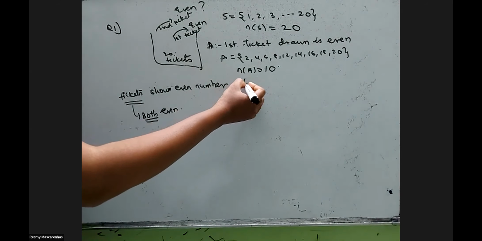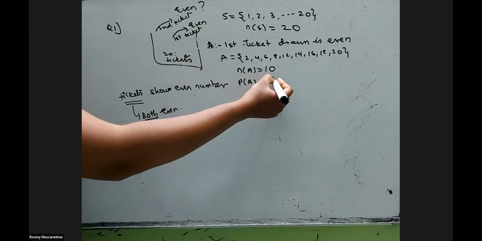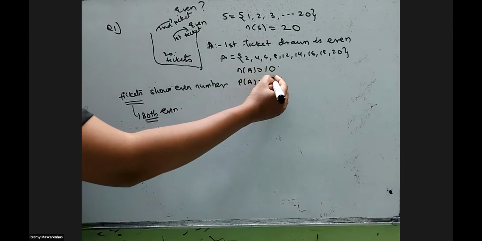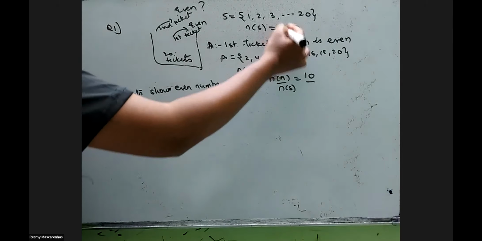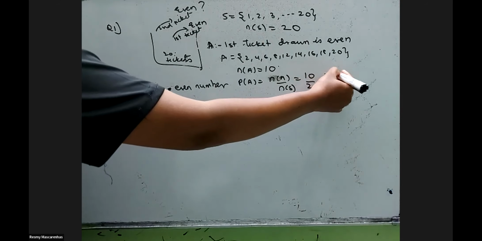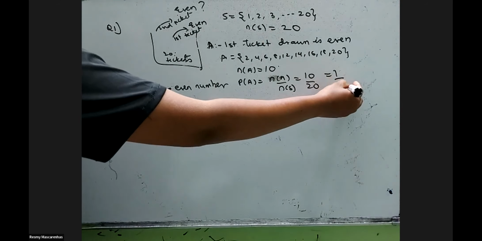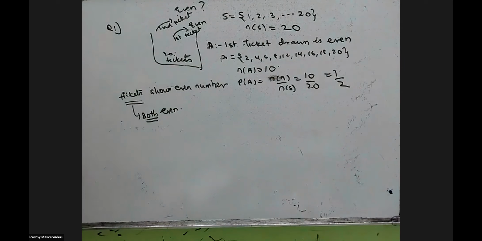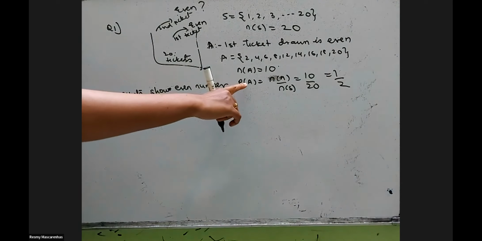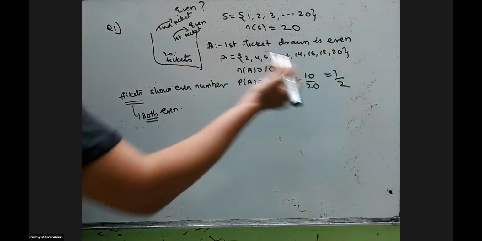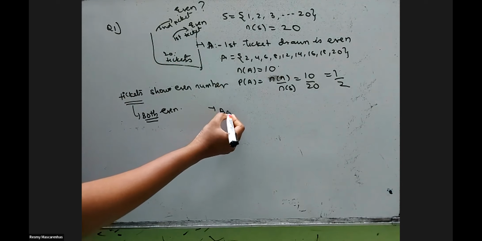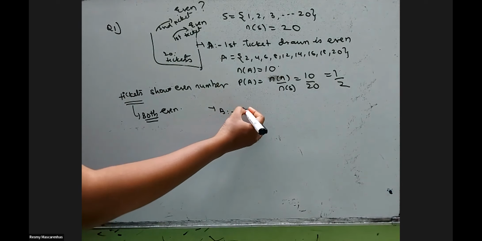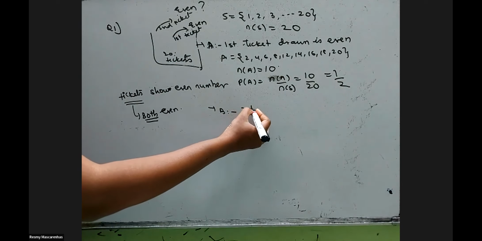So straight away, what is probability? P of A is how much? N of A upon N of S. So 10 upon 20. That is 1 by 2. So probability that the first ticket showing even number is half chance. Now let B be this: second ticket is also even.